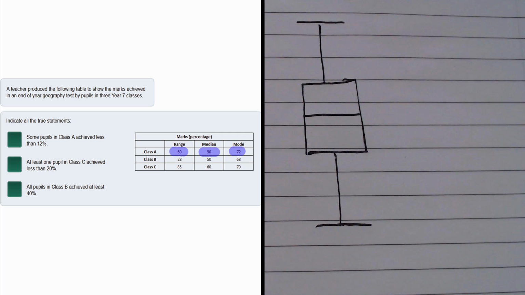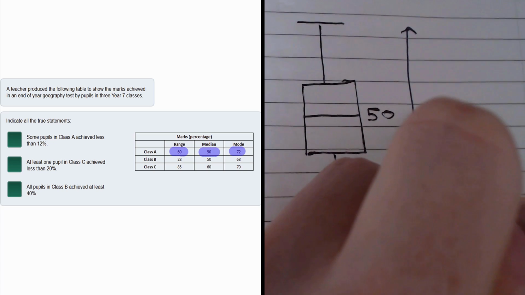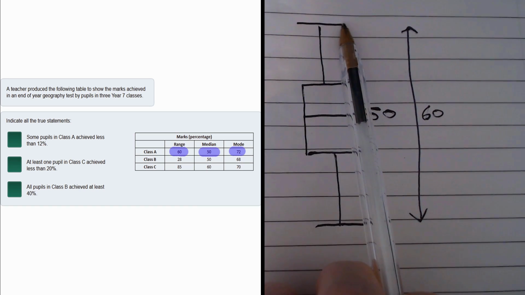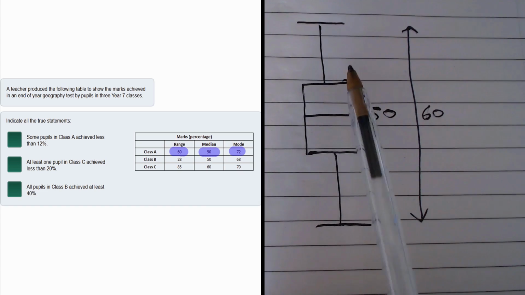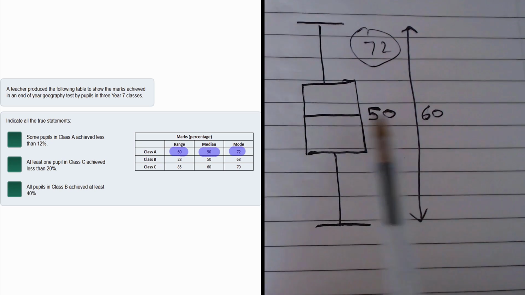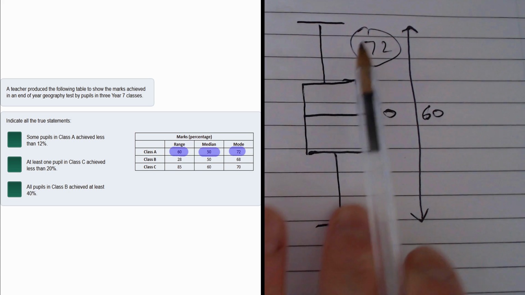Now we find that the best way to approach these questions is to draw a generic box plot here and to put those values on. Well, we know that the median is 50, and this line always represents the median. We know the range, which is the distance between the highest and the lowest mark, is 60. And we know the mode is 72. Now the annoying thing is we don't know on the box plot where 72 lies. It could be the highest mark here, it could be the upper quartile, it could be somewhere in between. We don't know. So all we know is somewhere we've got 72, but we do know it is above the median because the median is 50. Somewhere in the dataset lies 72, and that is the mode.